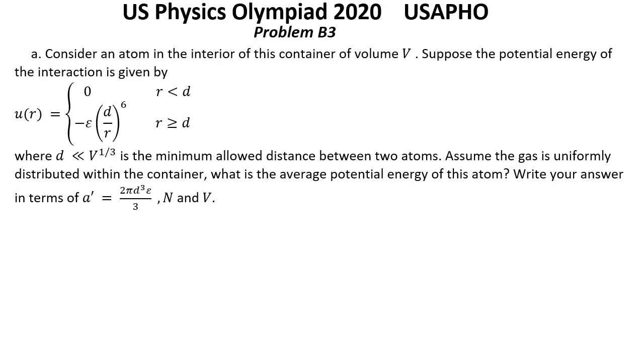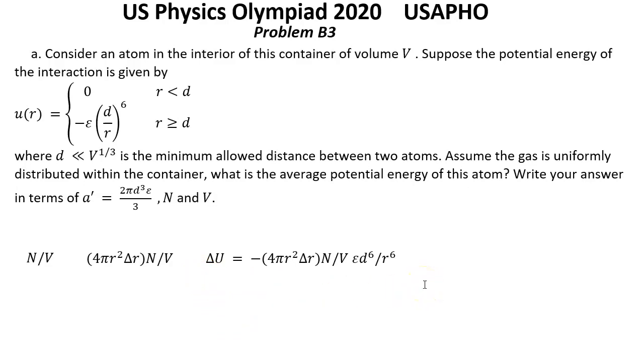Solution for problem B3. Question A. The density of the gas is given by N over V. In a spherical shell of radius r and thickness delta r, there are 4 pi r square delta r multiplied by N over V atoms. The potential energy is given by this expression.